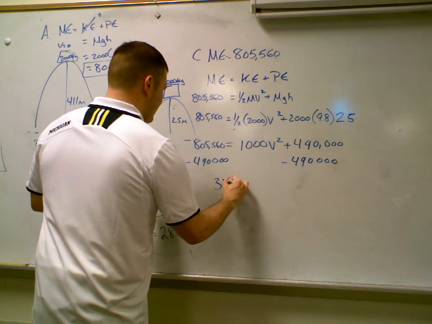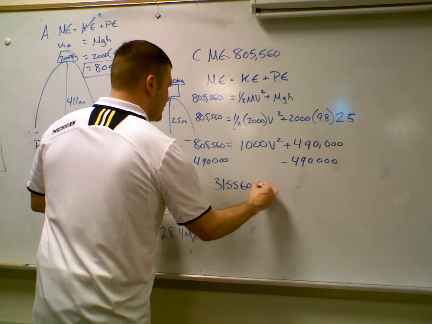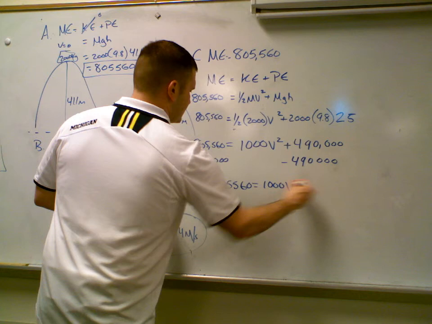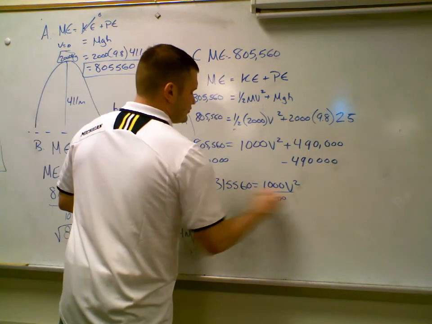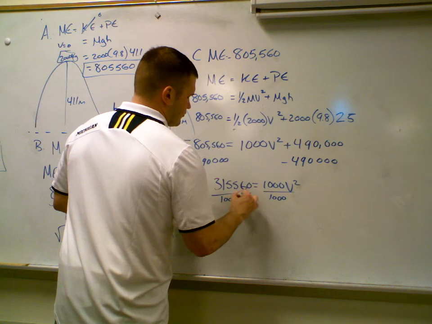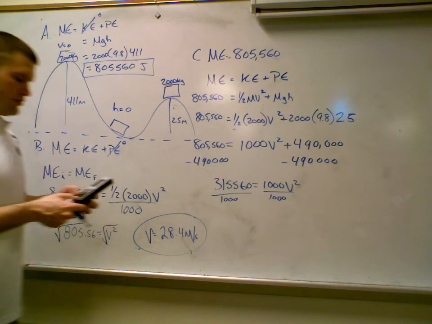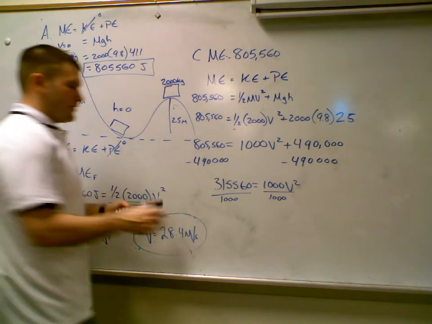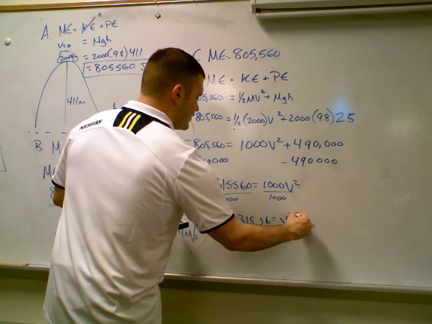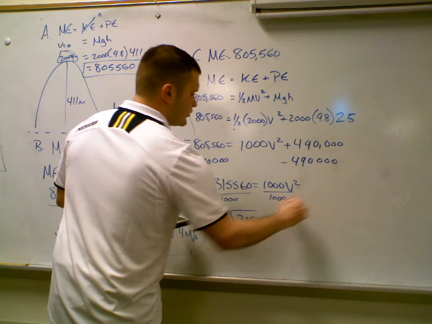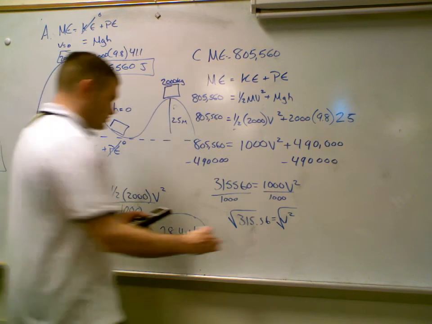So 315,560 equals 1,000 v squared, right? Divided by 1,000. 315.56 equals v squared. Square root. What do we get, Moses? 17.8.